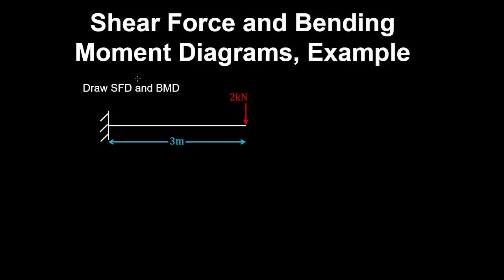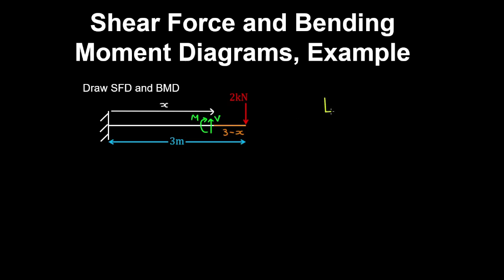Let's draw the shear force and bending moment diagrams for this beam. So what I'm going to do is take a free body of a section that's at some distance x from the support. So therefore the length of the section is 3 minus x. So the 2 kN force acts on this section, in addition to the internal shear force and bending moment.